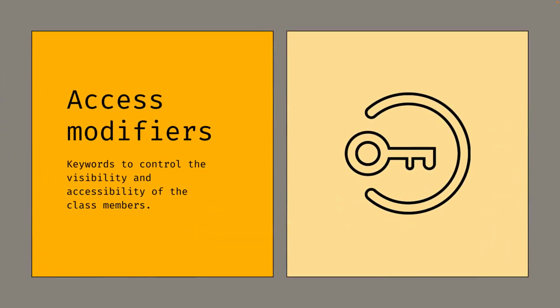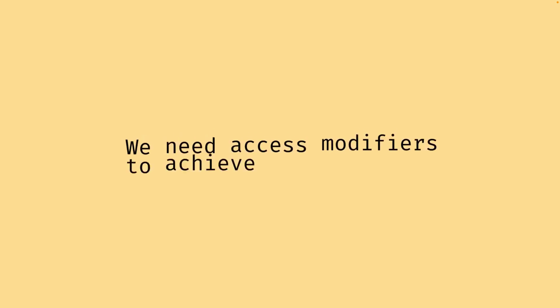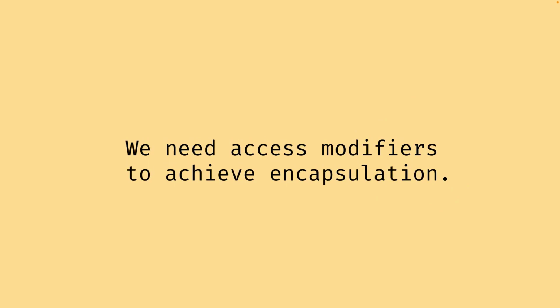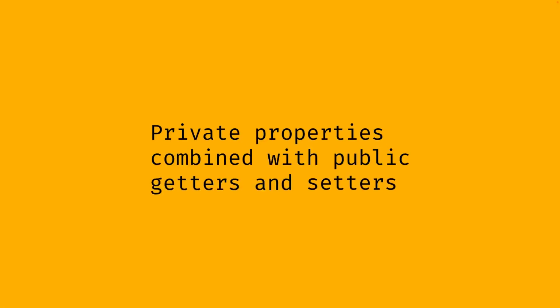We have seen the access modifiers, and we can use access modifiers like public, private, and protected to control the visibility of fields and methods in a class. And these are exactly what we need to achieve encapsulation. A very common approach is having private properties combined with public getters and setters.